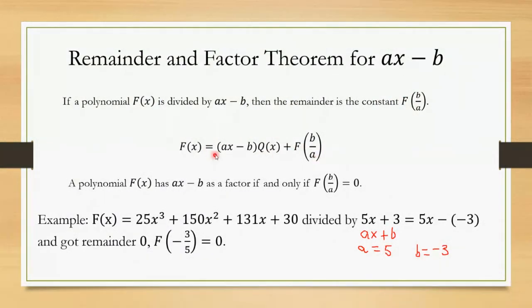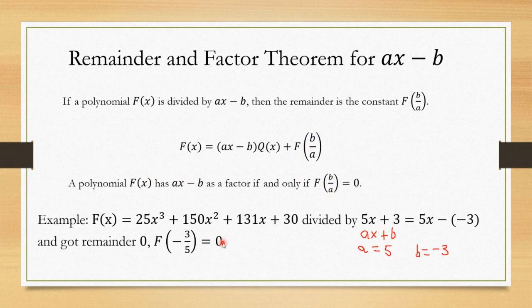From here, what we also get is the polynomial has ax minus b as a factor if and only if this holds. So you could tell if this is a factor of it or not by just doing this calculation. Again, it's a factor if and only if the remainder is 0, and since the remainder equals this, it's equivalent to saying f of b over a is 0.